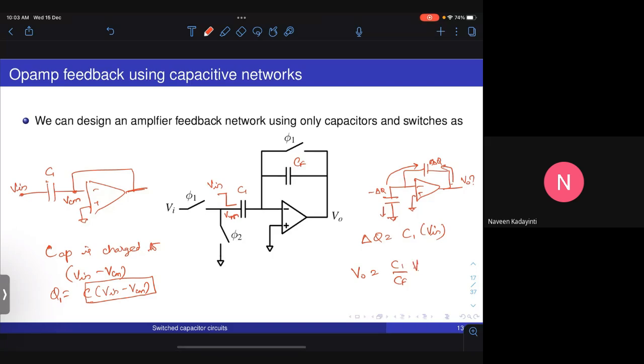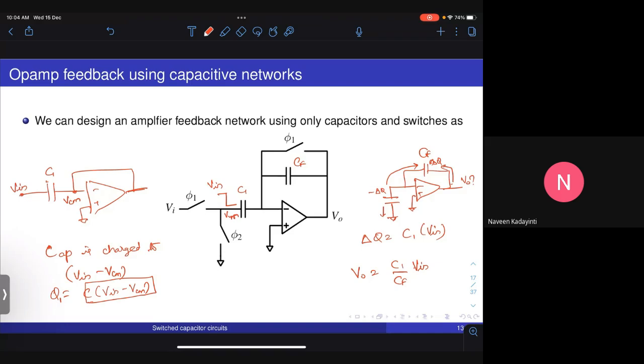the V0 is basically C1 by CF times Vin. Okay, in every cycle, the input capacitance C1 is charged to Vin minus VCM, and then it is discharged to ground. The discharge of the capacitance to ground will require the other plate to also expel some charge, which has only one path to go. It has to go to CF, and that basically results in the output voltage changing.